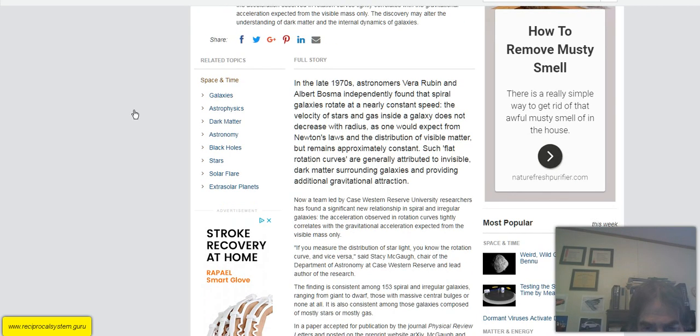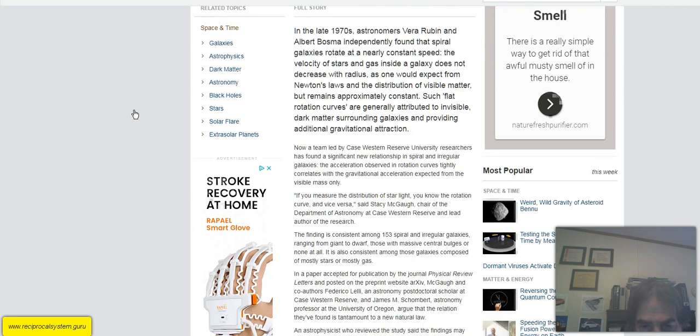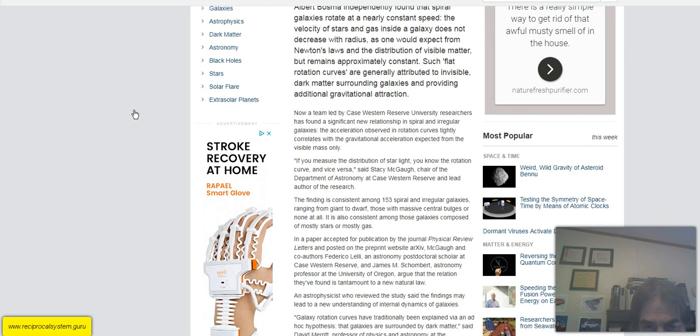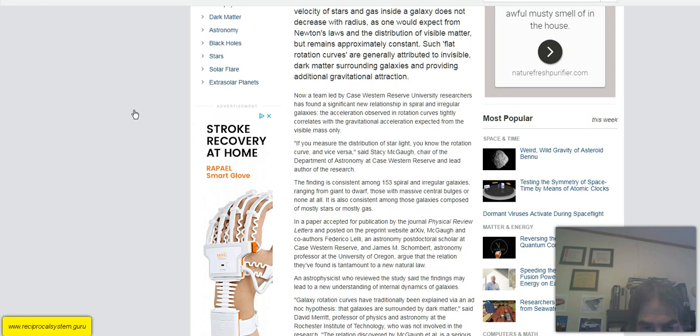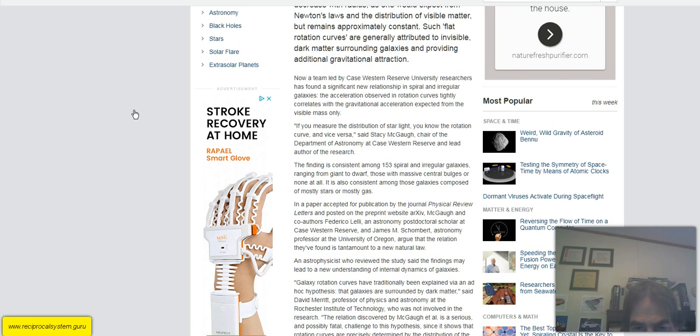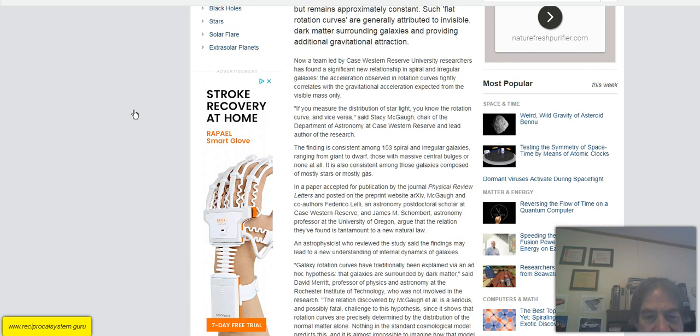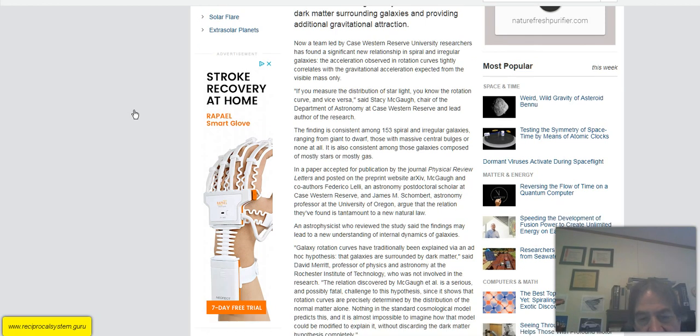But it says here that they have no need for dark matter. Just quoting one of the authors, galaxy rotation curves have traditionally been explained via an ad hoc hypothesis. The galaxies are surrounded by dark matter, said David Merritt, professor of physics and astronomy at the Rochester Institute of Technology, who was not involved in the research.